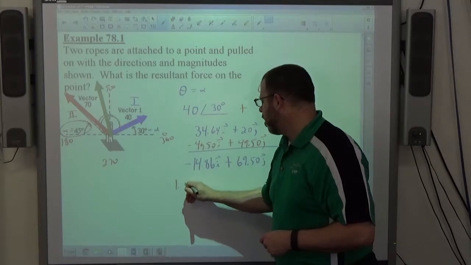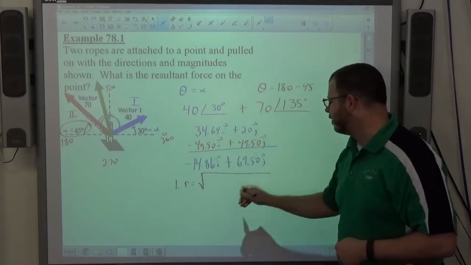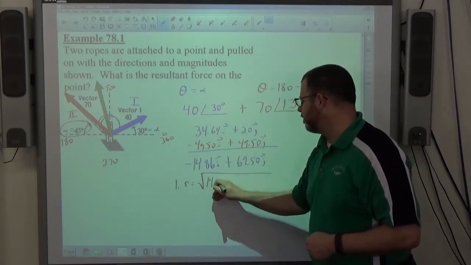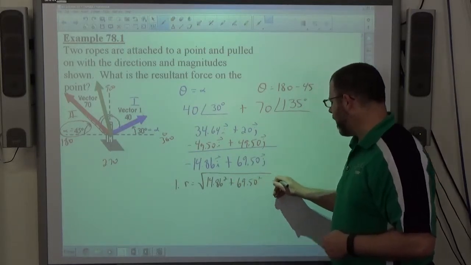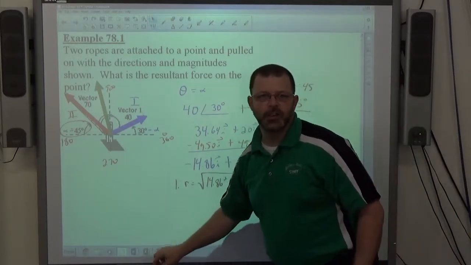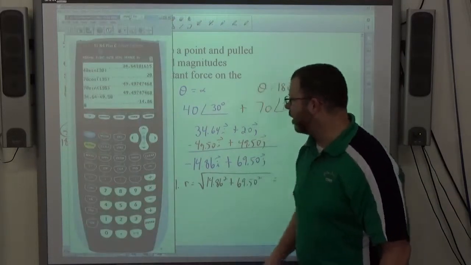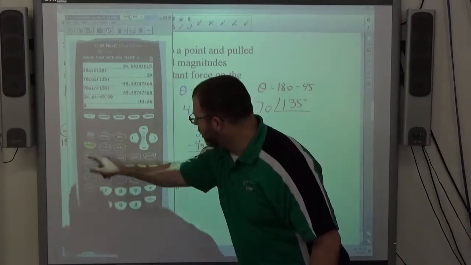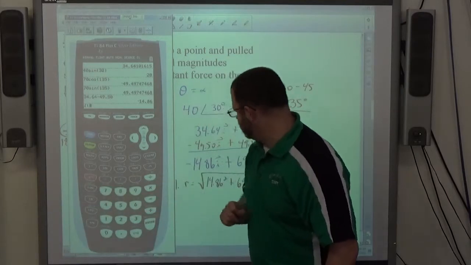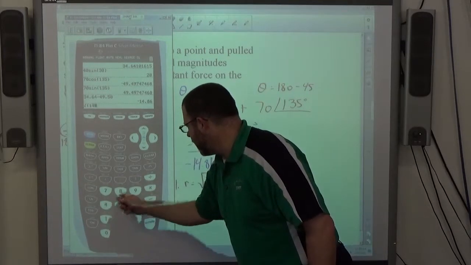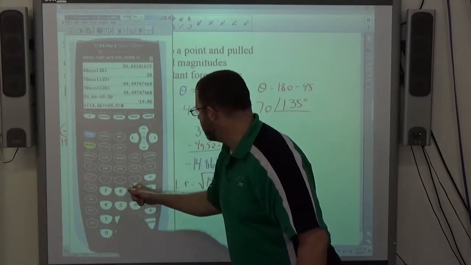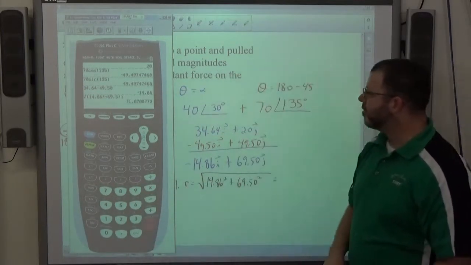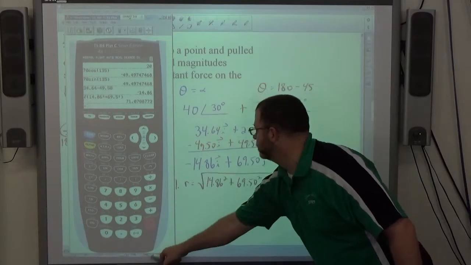Step 1, r is going to equal the square root of positive 14.86 squared plus positive 69.50 squared. We always put positives in this because when you square things you get positives anyway. You never use a negative in step 1. Type it in exactly like that. Square root, 14.86 squared plus 69.5 squared in parentheses, equals 71.07.